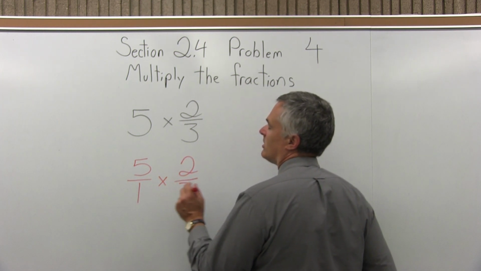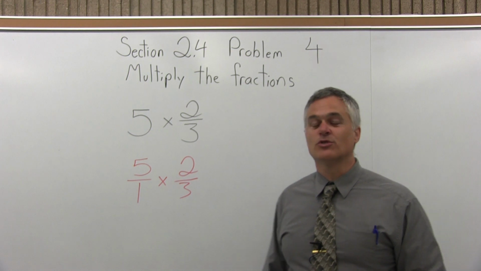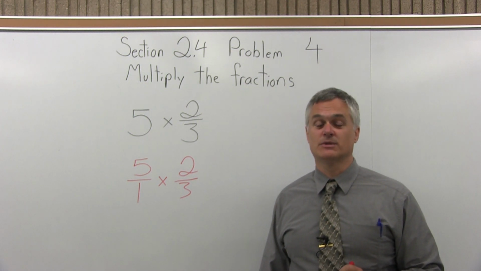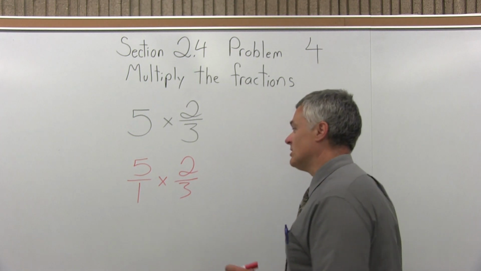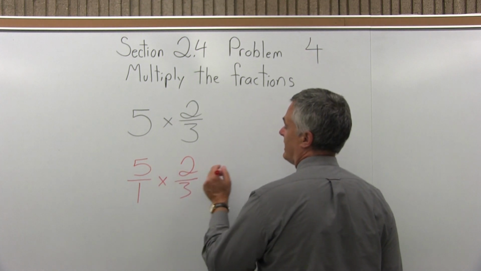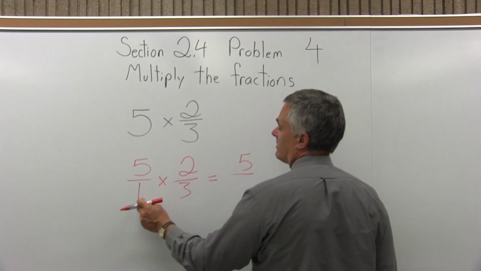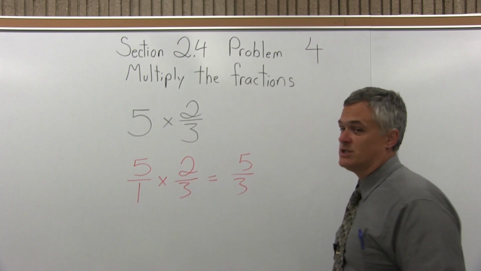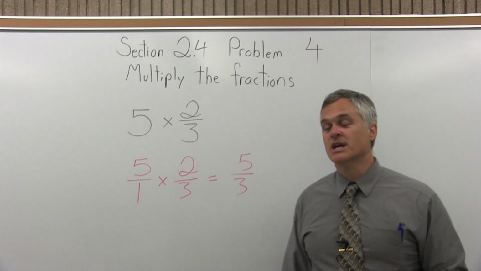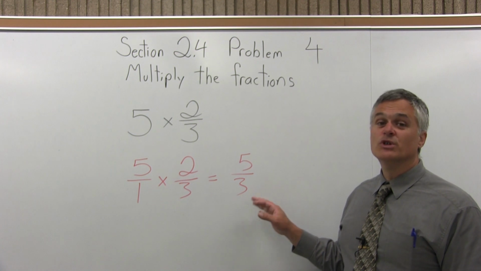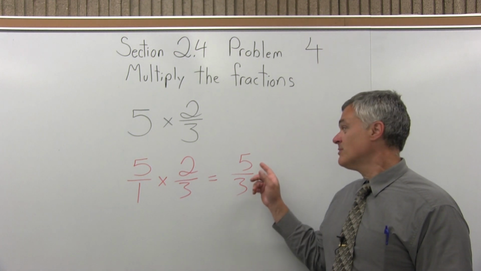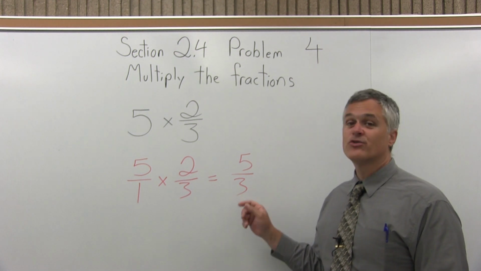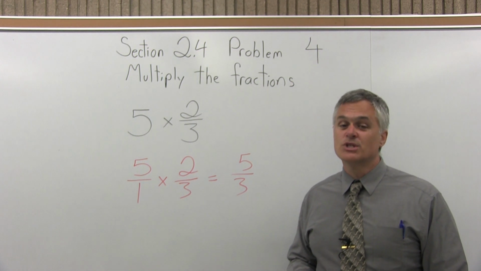So I've written the problem, instead of 5 times 2/3, as 5/1 times 2/3. Now I can multiply top times top, which would be 5 times 2, and then bottom times bottom, or denominator times denominator, 1 times 3, which is 3. So I have 5/3. Now you want to check to see if you can reduce that. Are there any numbers that divide into both 5 and 3 evenly? The answer is no, there's not.